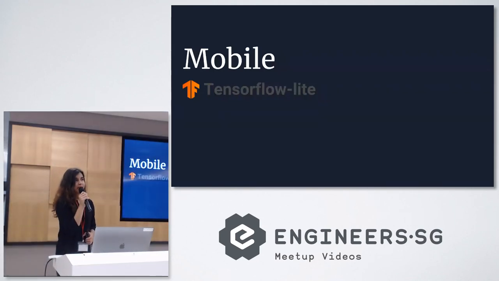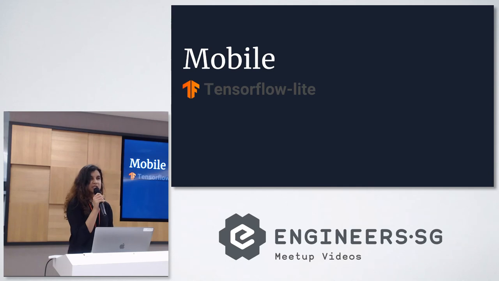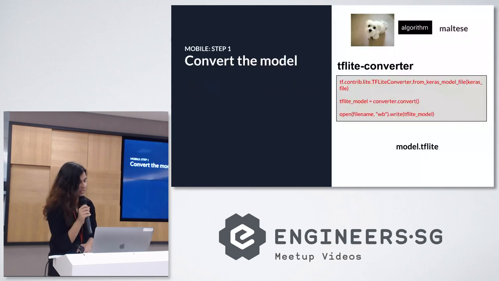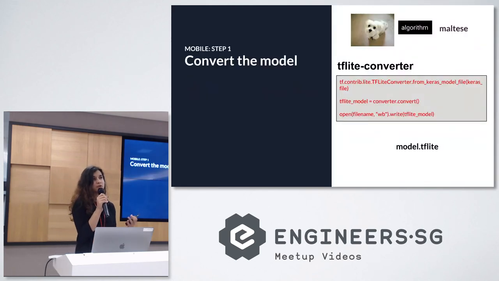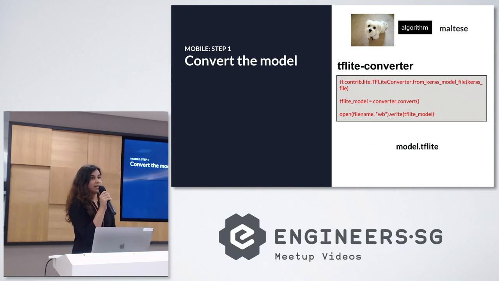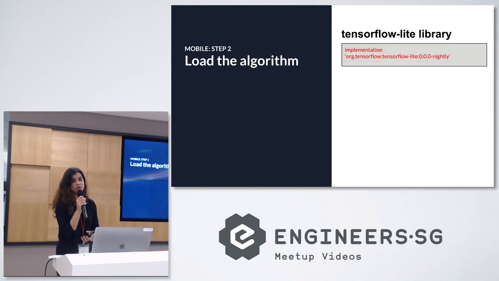Coming on to mobile. I did this only for Android because I'm not rich enough to own an iPhone yet. And I did this using TensorFlow Lite. The steps were pretty much the same. I took my algorithm and put it through another converter called the TF Lite converter, using the Python API to do that, and I came out with a file format called TF Lite. I took this file, put it in my source code, and linked the TensorFlow Lite library in my Android's Gradle file.